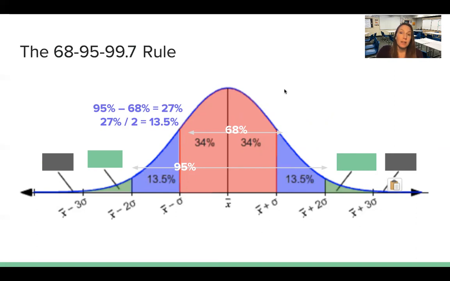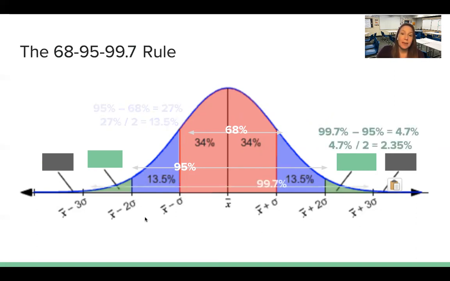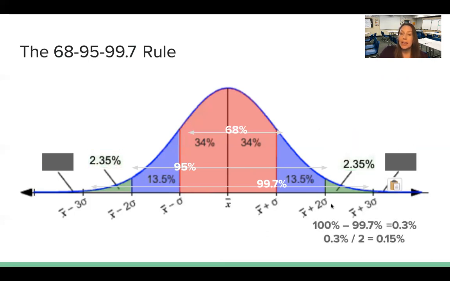Now, if we move on to the green, or the 99.7%, we know we can take 99.7, which again is 3 standard deviations away from our mean, and we're going to take away the part that we just found the area of, so that 95%, and we're left over with these little green pieces. So that's 4.7%. If we divide that by 2, we get 2.35% for each of these areas for our green space under the curve.